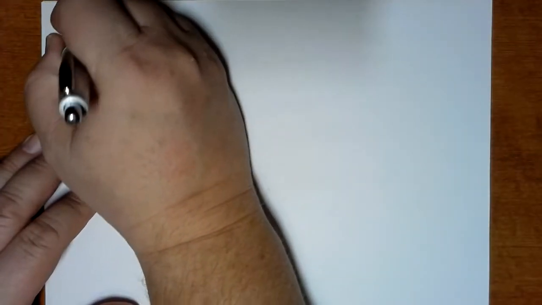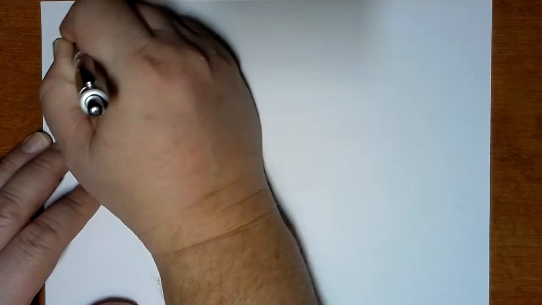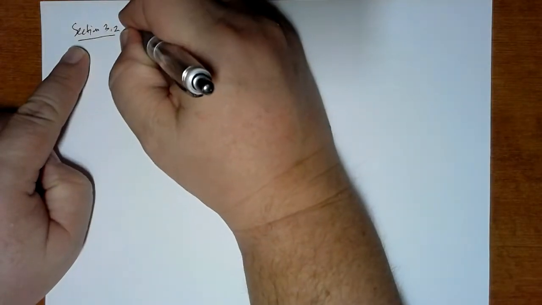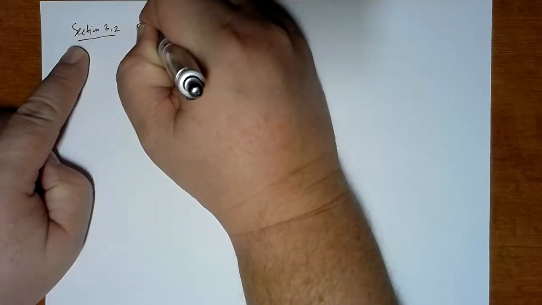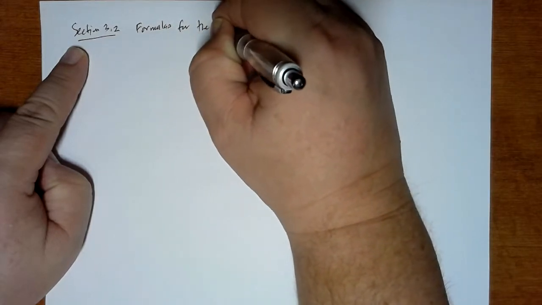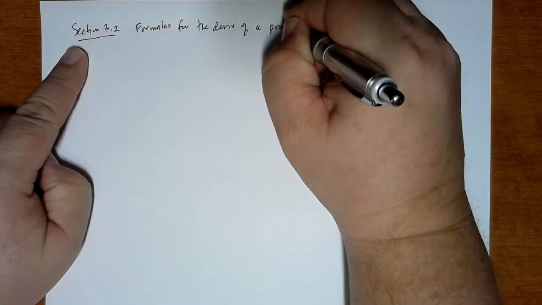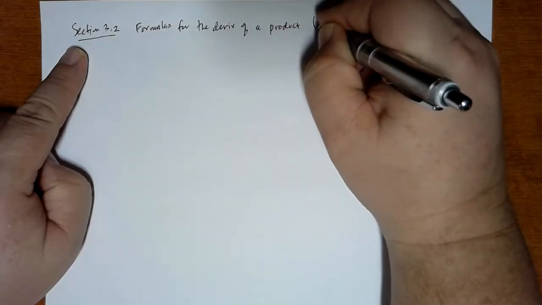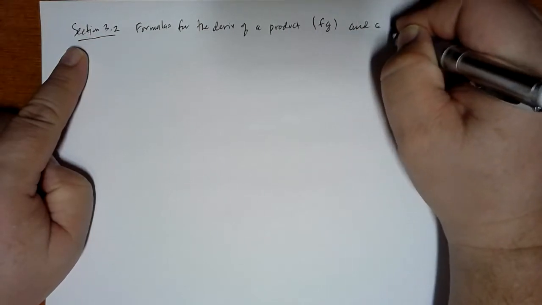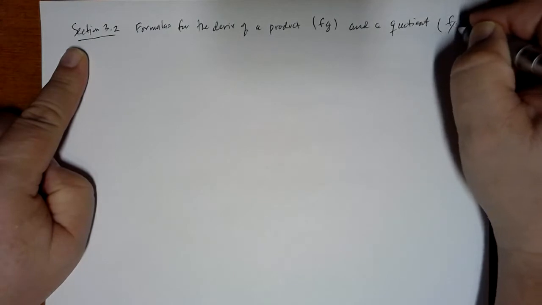Okay, we're talking about section 3.2 now. And the idea behind section 3.2 is we're going to find formulas for the derivative of a product of two functions, fg, and a quotient, f over g.